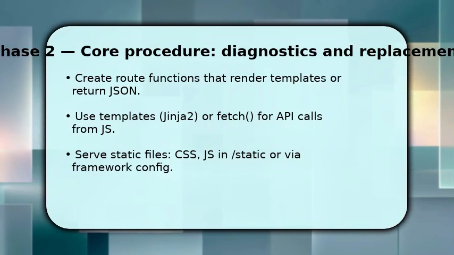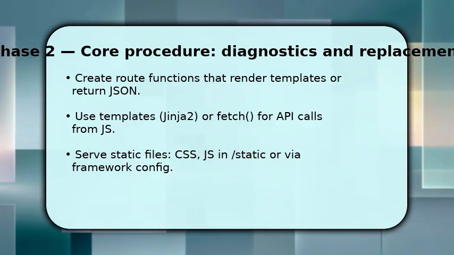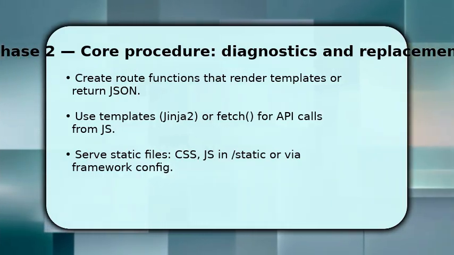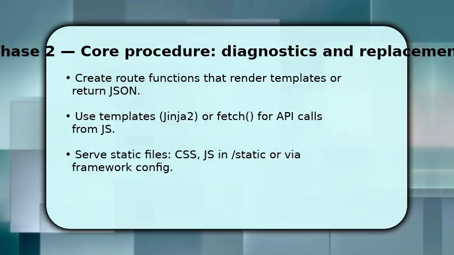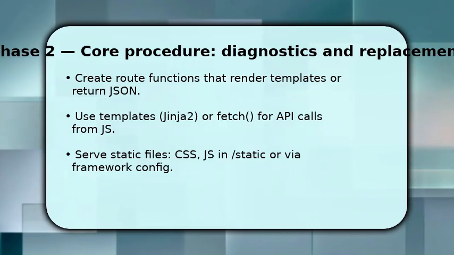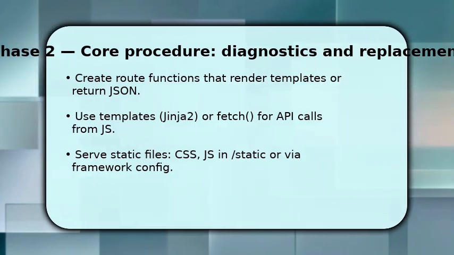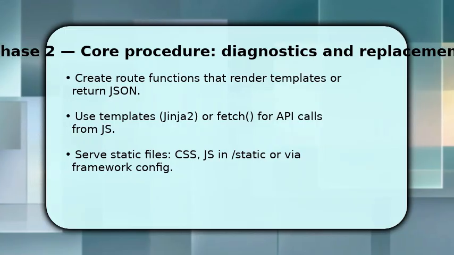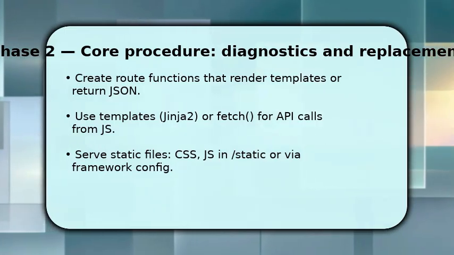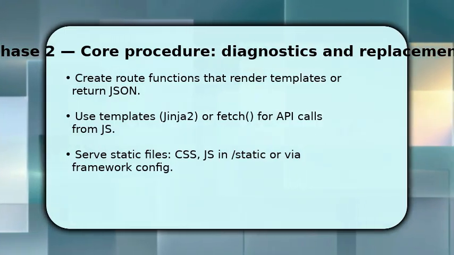You now implement endpoints. Define a route that renders a Jinja2 template for server-side rendering, or create JSON-returning endpoints for a JS frontend. Once done, write client-side code that fetches /api/data with fetch and updates the DOM. This gives a responsive UI without full page reloads.